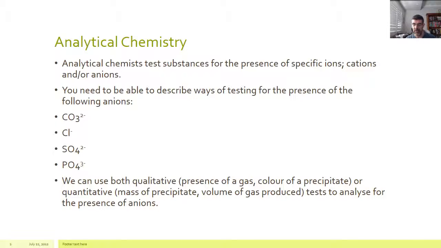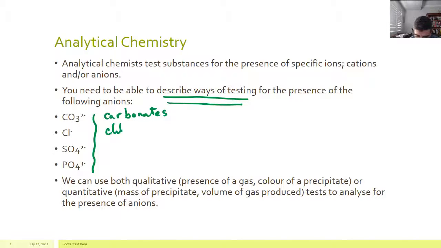So I'm going to split the ions up into two videos, one on cations, which will be the next one, and one on anions, which is this one. And the main reason we're doing this is because there are 4 anions that are listed in the syllabus as being critical ones for you to understand and remember. And what we need to do is describe different ways of testing for the presence of each of these ions. So the ions involved are carbonates, chlorides, sulfate, and phosphate.